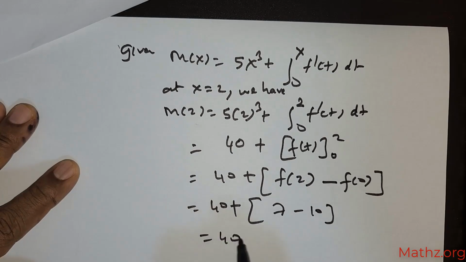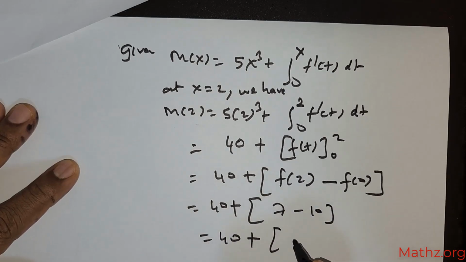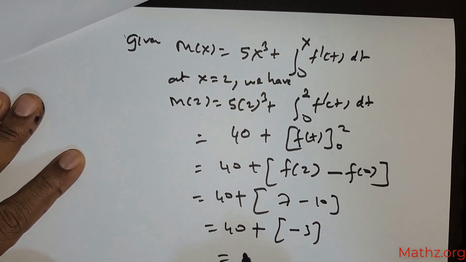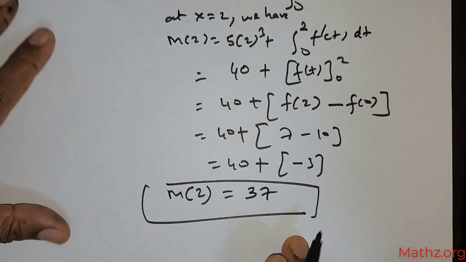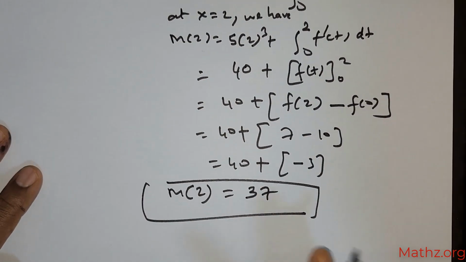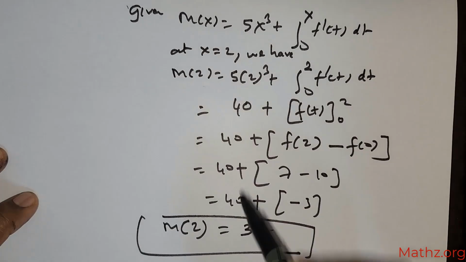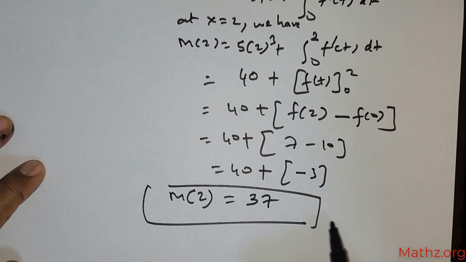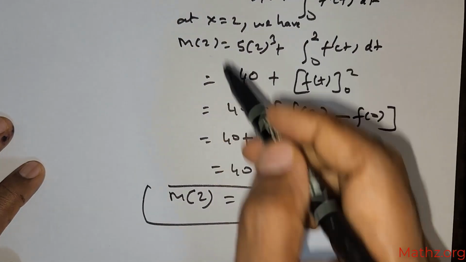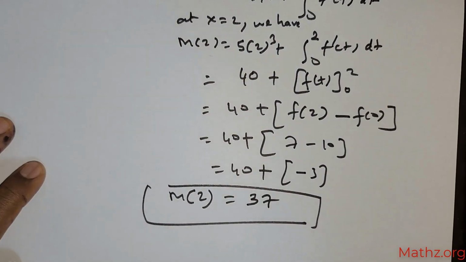Okay, so this is 40 + 7 - 10 - 3, which is equal to 37. So this is my m of 2 value. Okay, so this is the working and this is the final answer. So you need to give all of these steps to get the entire score.